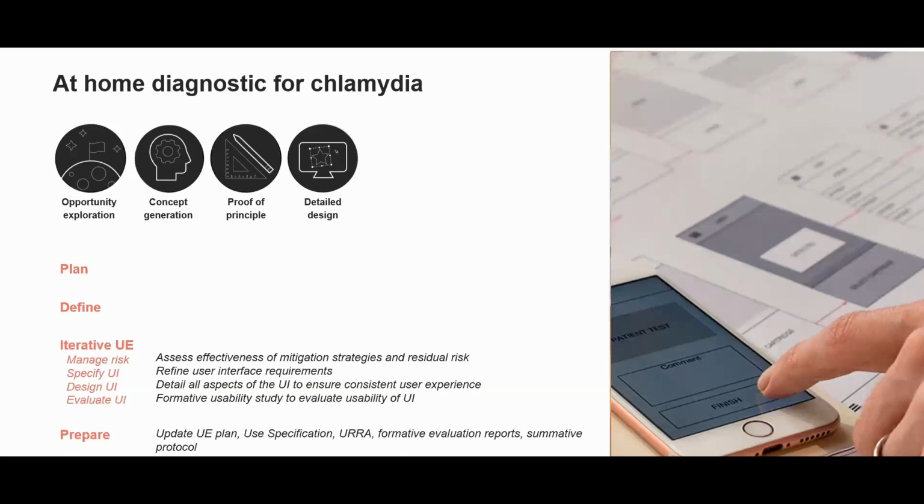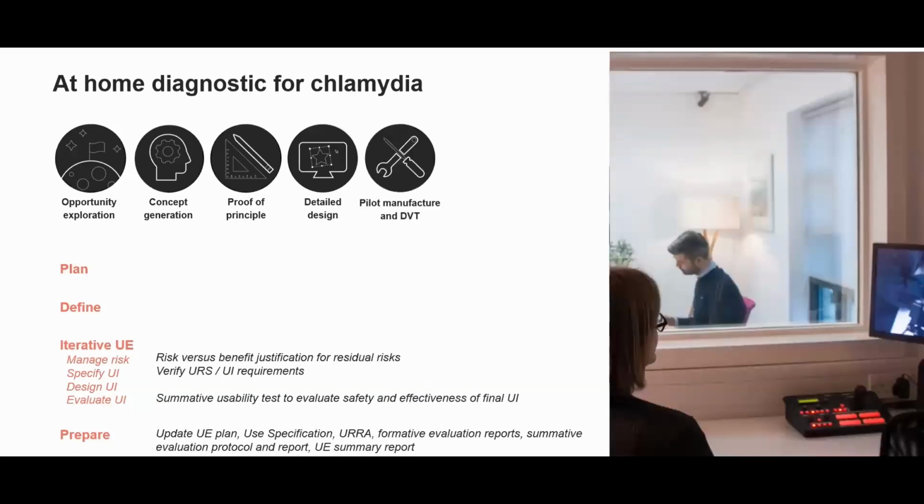Okay, so moving on. Moving into design verification and the validation stage of development. At this stage, it's about evaluating your final user interface and demonstrating that your final user interface is safe and effective in the hands of intended users. So this would typically be done in the form of a usability study, a summative usability study. And for this particular example, where we're thinking about a chlamydia diagnostic, this might be a single user group of 15 patients, which is consistent with what we outlined in our use specification.